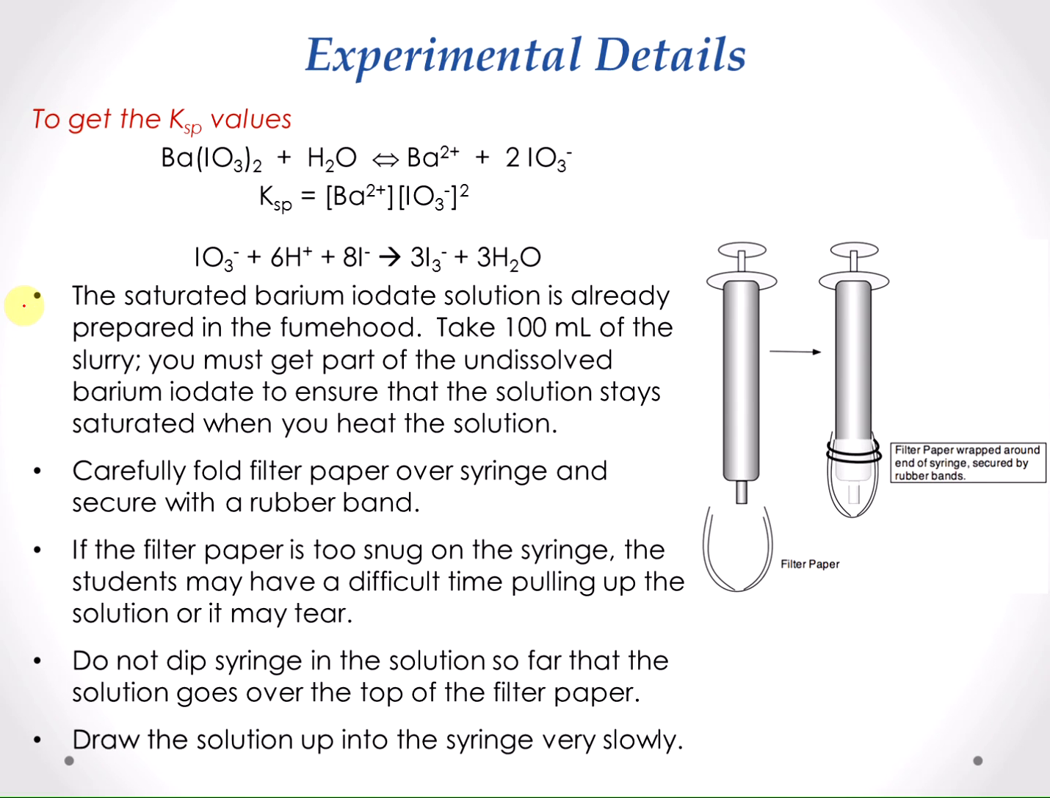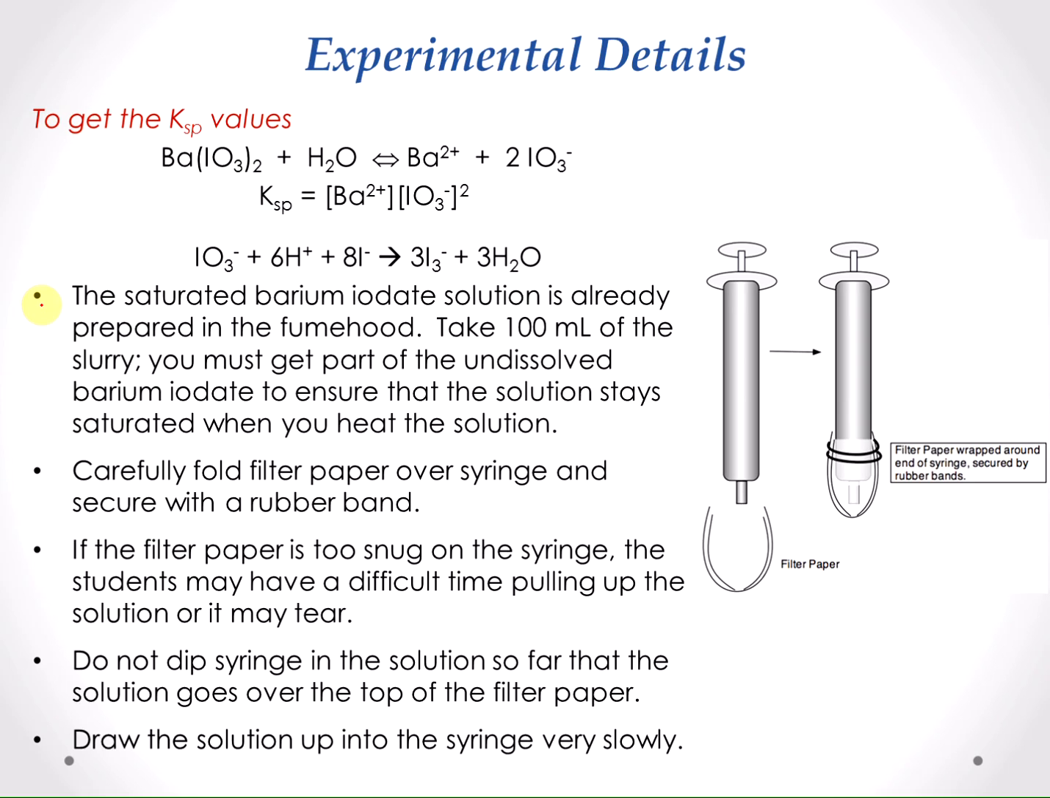Now, a couple of experimental details that we need to look over to make sure you get some good data. Because remember, we're going to be looking at barium iodate dissolving and making a saturated solution, and we're going to be determining the KSP values for this dissolution at several different temperatures. So the saturated barium iodate solution is already prepared for you. You're going to find it in the fume hood.